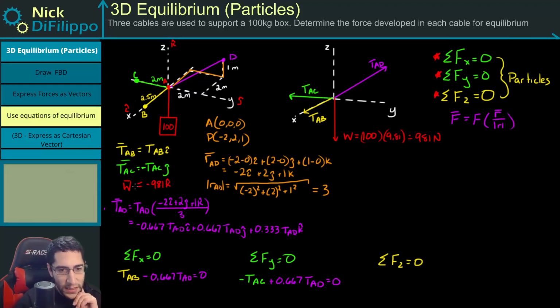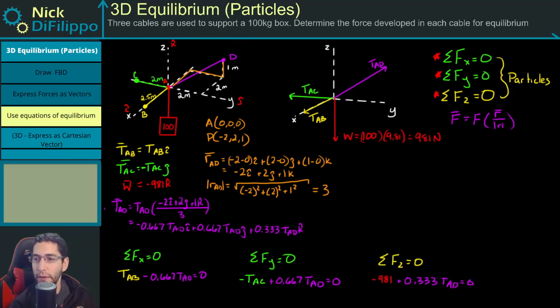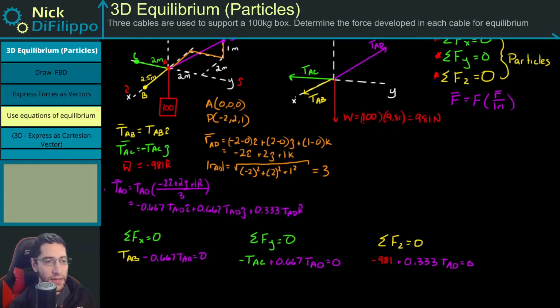Now this z direction, what do we have? We need the k's. So we're going to have minus 981. And in this equation, we have this 0.333. So plus 0.333 TAD is equal to 0. And what you're going to see is now in this problem, we can solve for TAD.